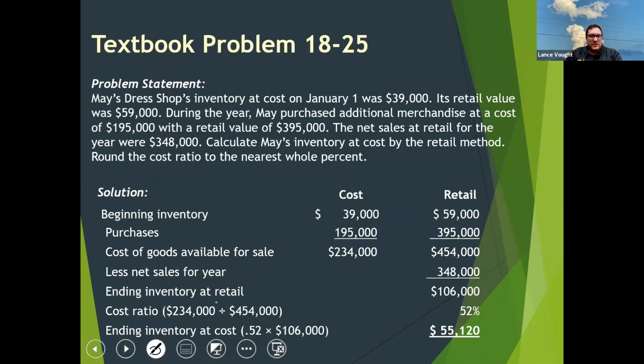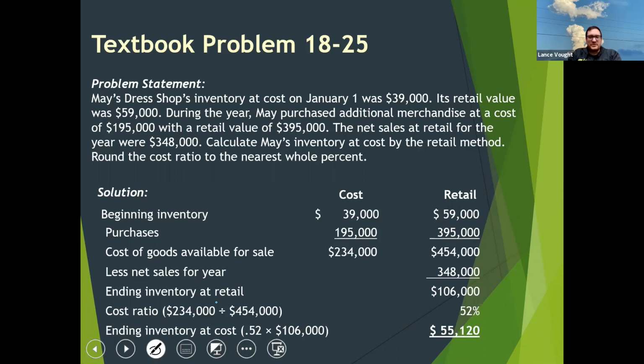$18.25 says May's Dress Shop's inventory on January 1st was $39,000. I'm trying to make sure I didn't give you this problem. No, I gave you a different dress shop problem. So May's Dress Shop's inventory at cost on January 1st was $39,000. Its retail value was $59,000. That's saying that if they sold all of the inventory at the price they anticipated, they would sell it at 59 grand.